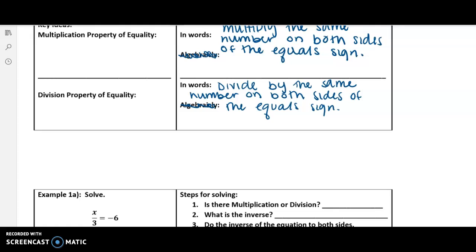So we learned that equations have to be equal, and we've learned that whenever we are trying to solve for x, whatever we do to one side, we have to do the other, and that's where these properties come in today. So these properties are going to be helping us keep our equations balanced.